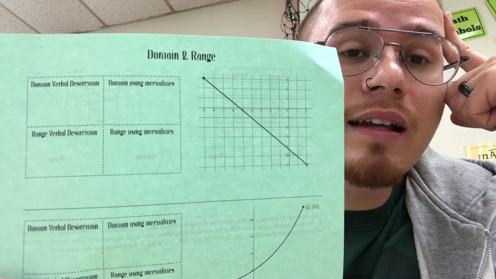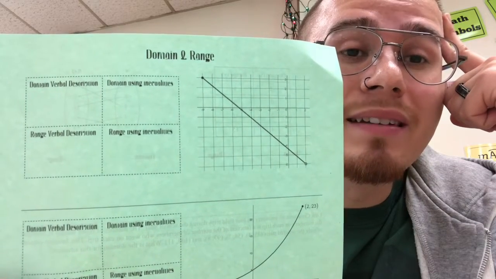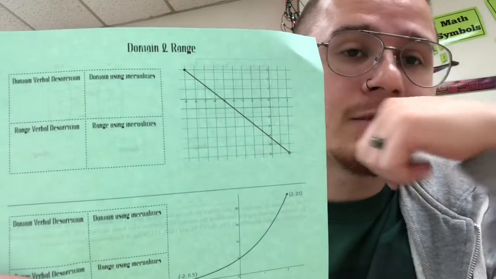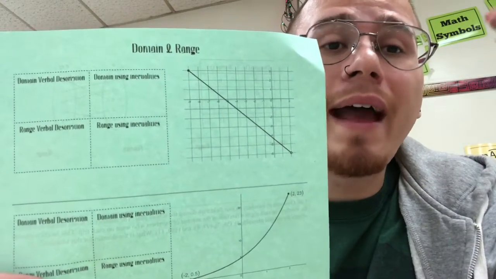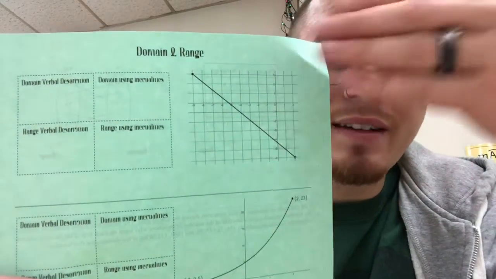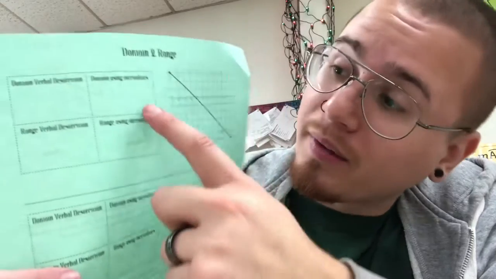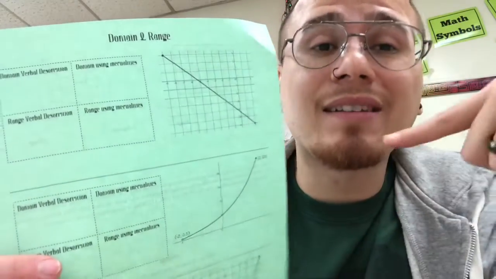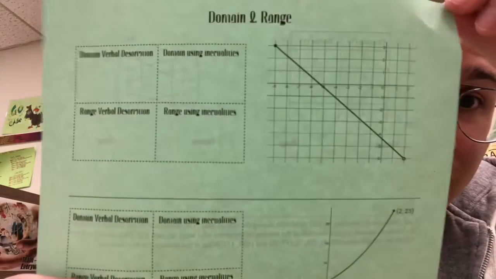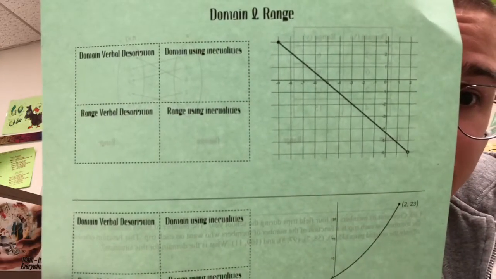So this is a linear graph. It's a line segment. You can tell that because it's got points on the end. And domain is all the x values, all the possible x values for the set. So this graph exists on this little window from this point to this point. What x values are all a part of it? So I want you to take a look, and then we'll work on this.